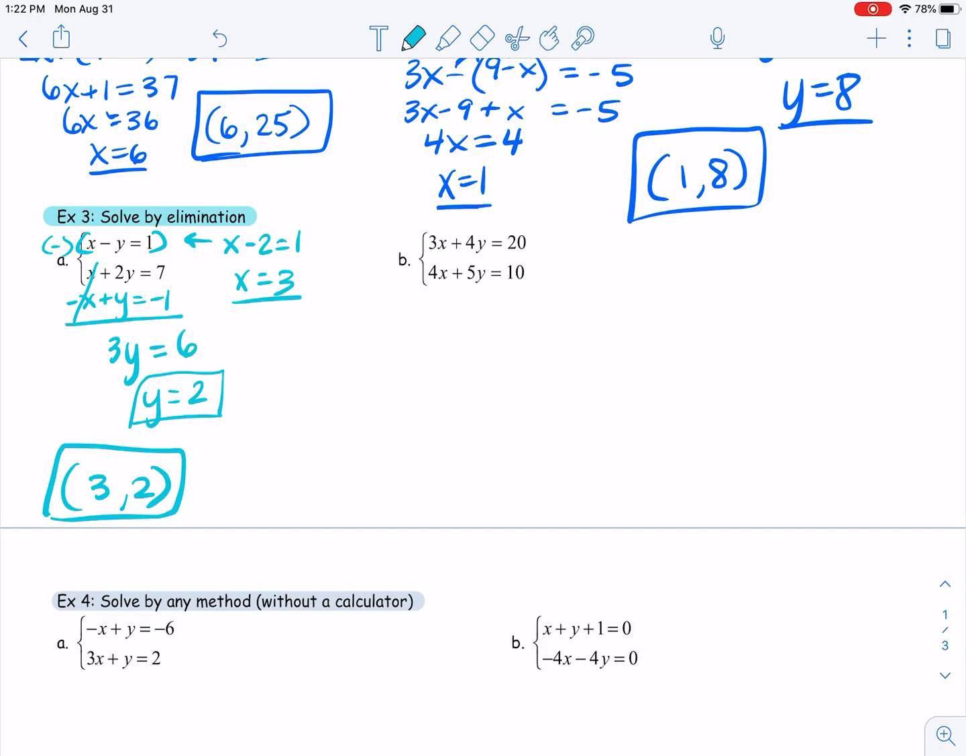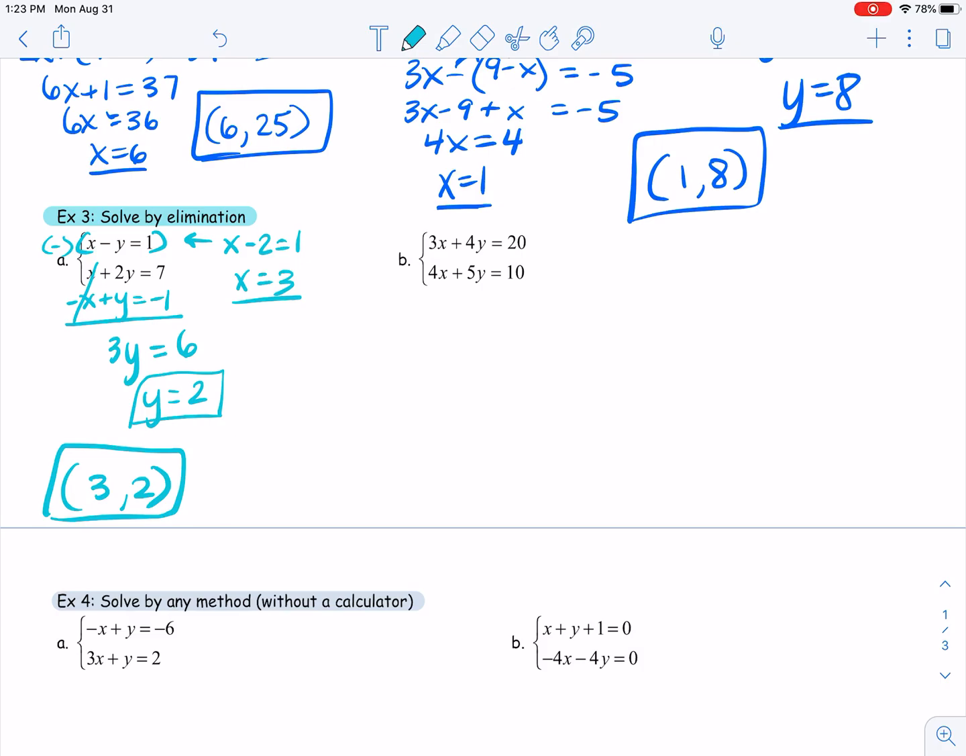In part B, I'm still trying to use elimination. So I have a 3x and a 4x. I have a 4y and a 5y. So there's not going to be a way that I can just multiply one of those equations by a number and it cancel out with the second. I'm going to have to multiply both by some number so that either variable will cancel out whenever I combine them.